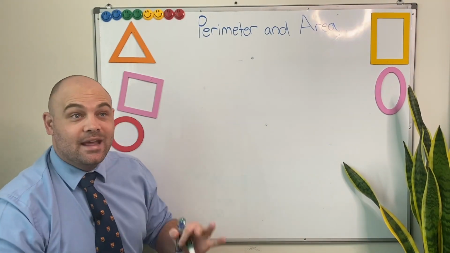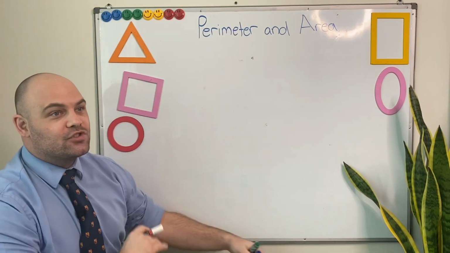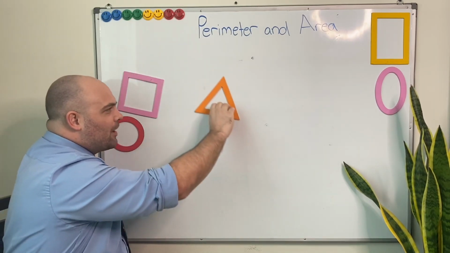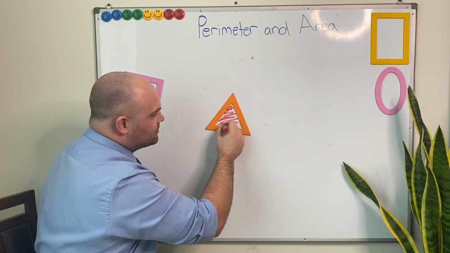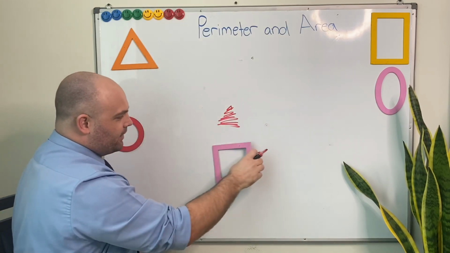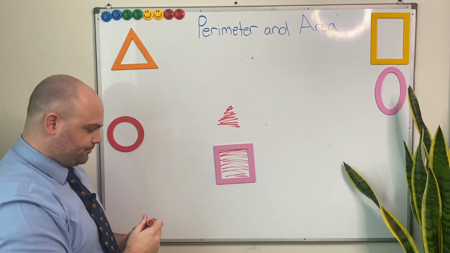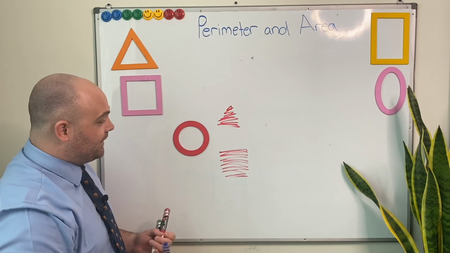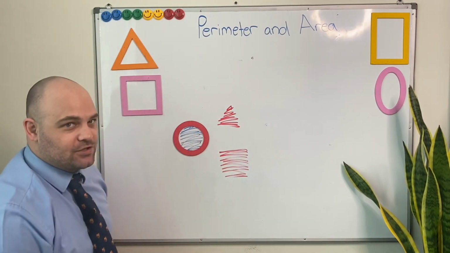All right, so the next thing we're going to talk about is area. Area refers to the total space taken up inside of a shape. So if we looked at our rectangle again, the area would be the total space inside the shape. If I looked at the square, it would be the total space inside the square. And if I looked at this circle, it would be the total space inside the circle.